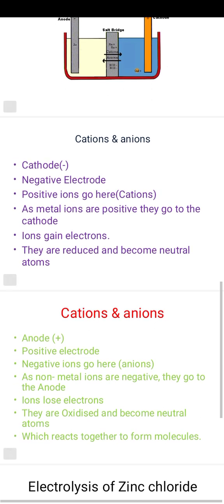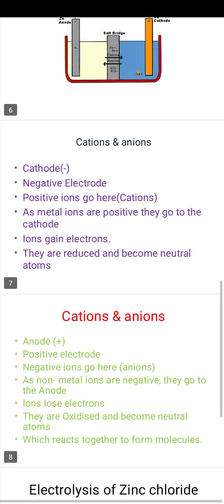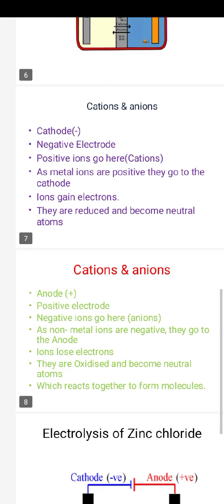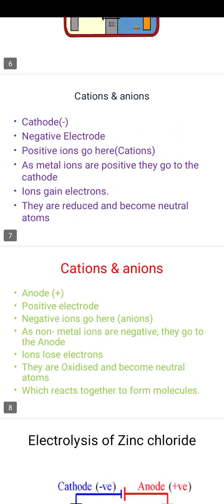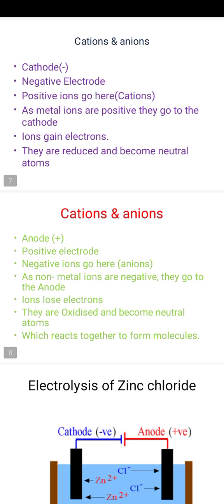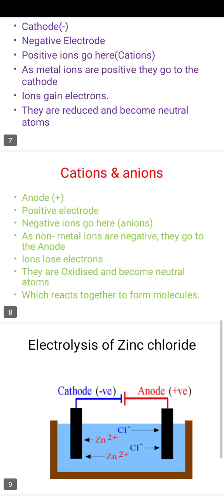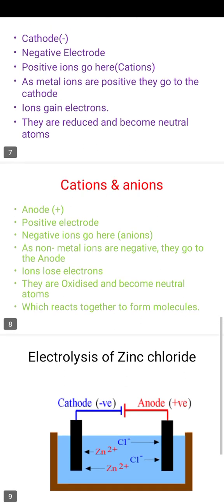Now the same for the anode. The anode is a positive electrode. Negative ions go here. As non-metal ions are negative, they go to the anode. In that, ions lose electrons. At the cathode, ions gain electrons, and in the same way at the anode, ions lose electrons. They are oxidized and become neutral atoms, which react together to form a molecule.